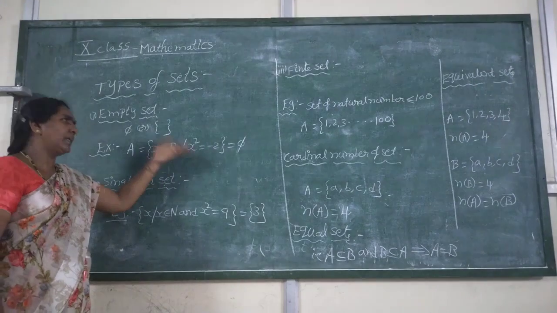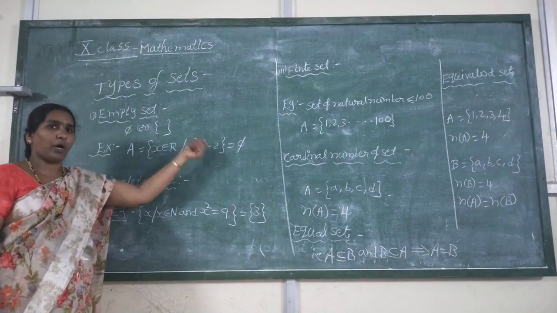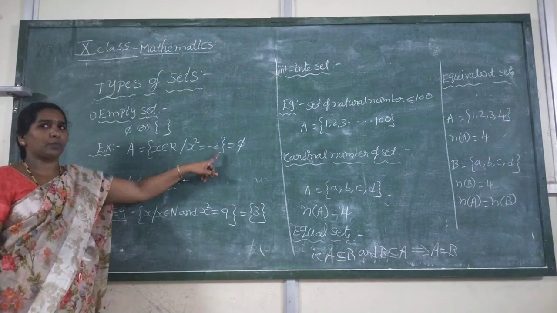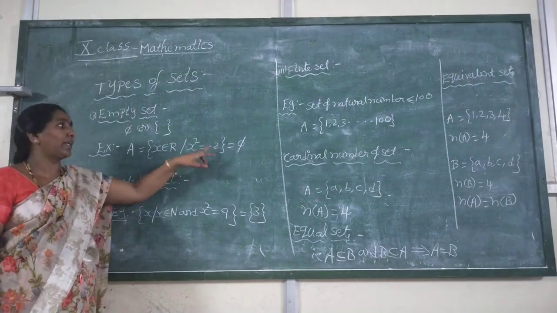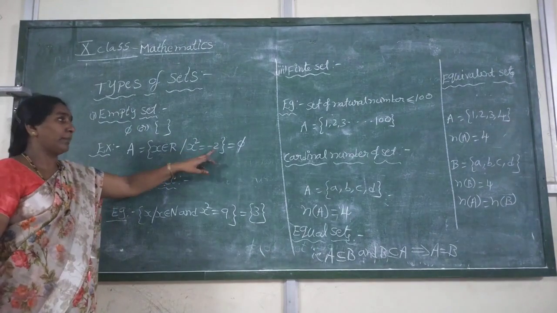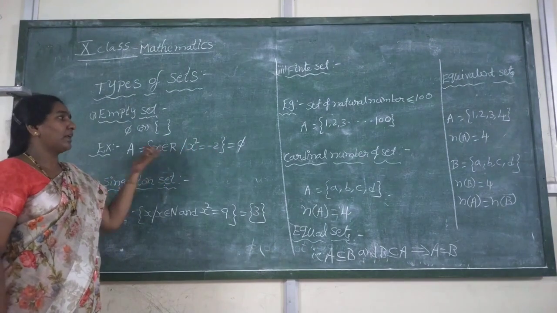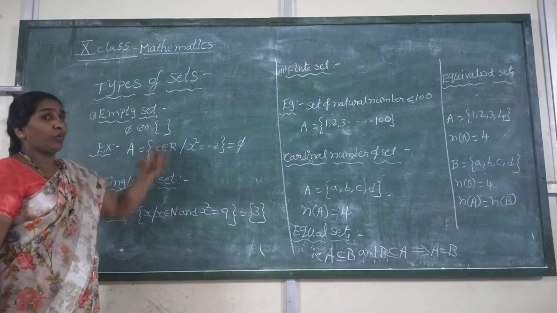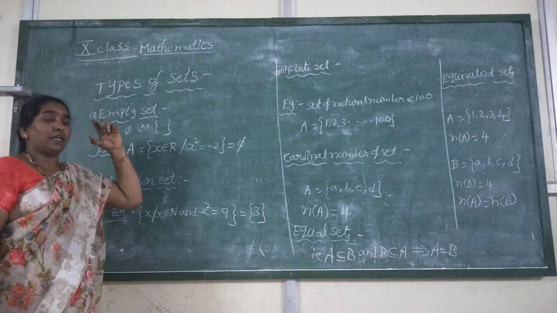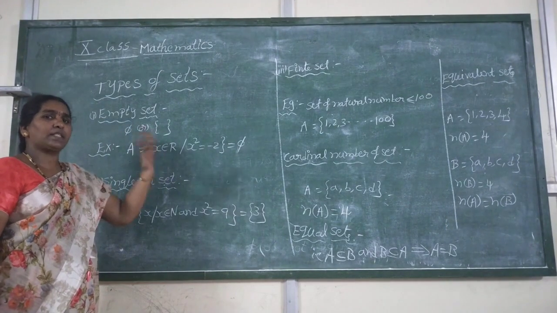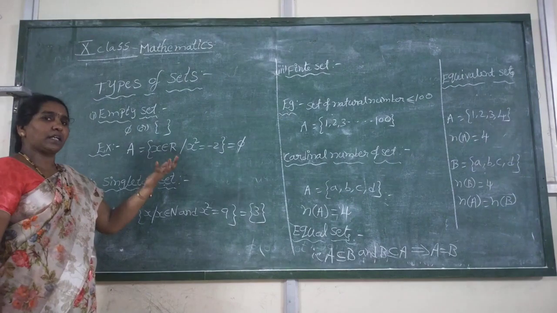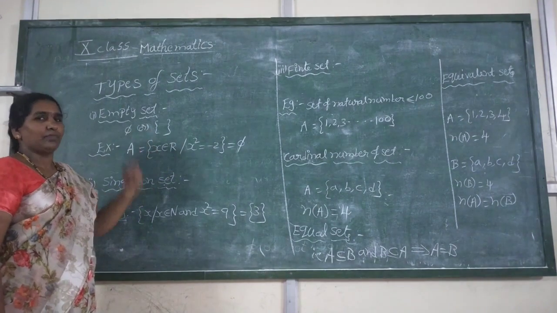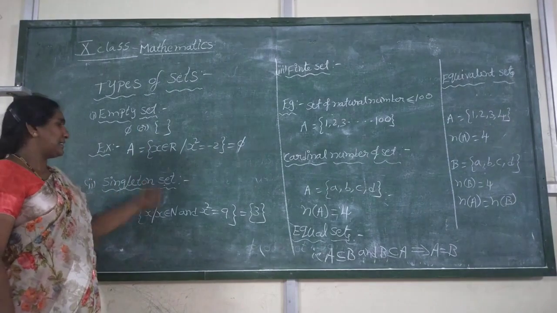The square of any real number is always positive. But here it is given x square equal to minus 2, the square of a real number as a negative real number. There is no such real value. That's why this becomes an empty set. What is the meaning of empty set? The number of elements in the set is 0. A set containing no elements is called an empty set.